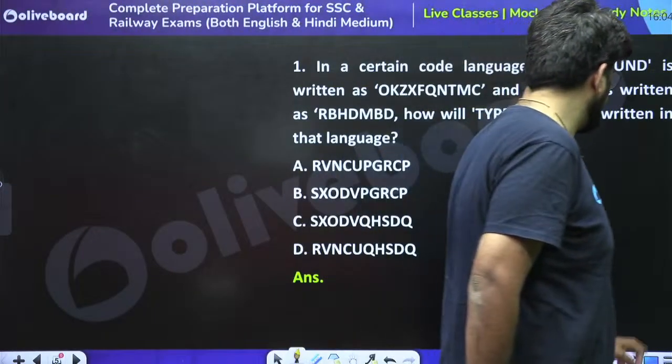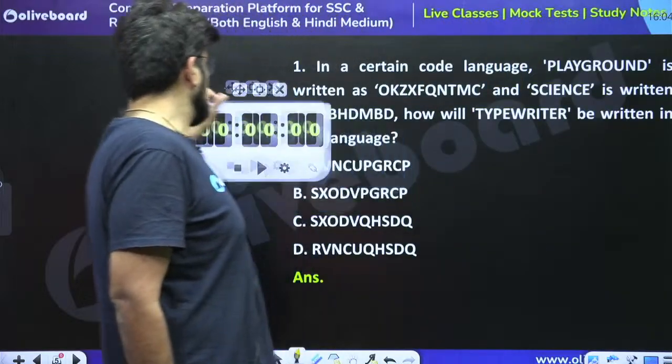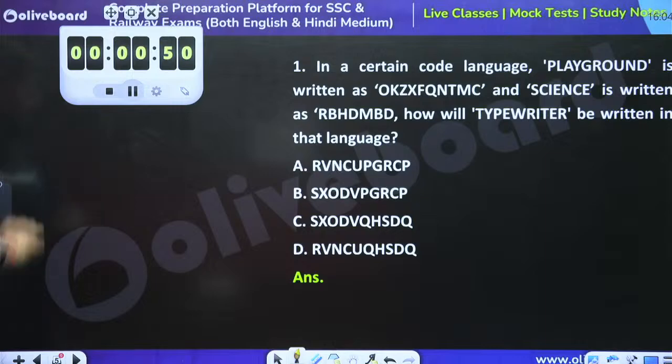This is the first question. Hi Anshu, namaskar. Correct, Dibya, very good.